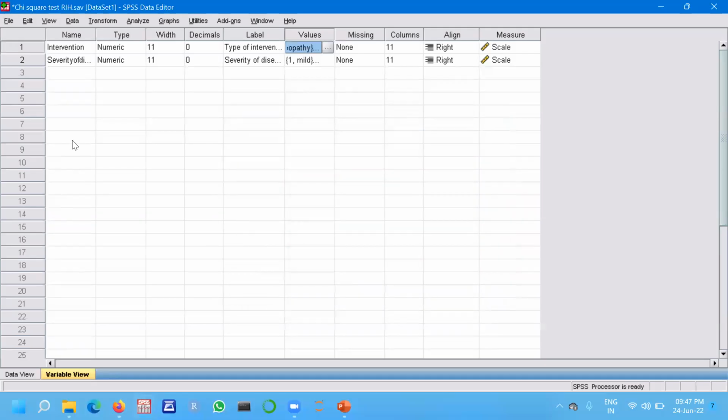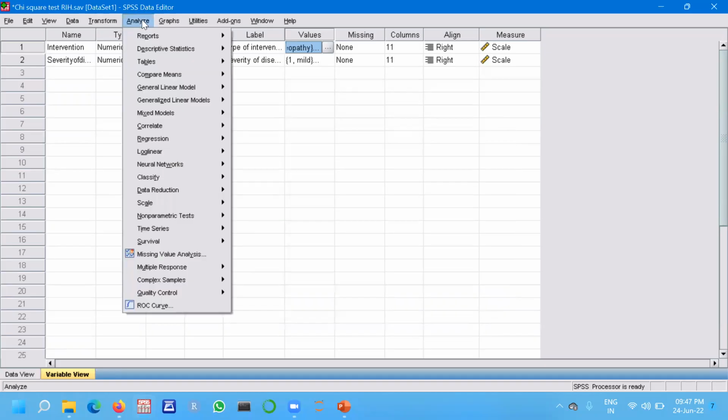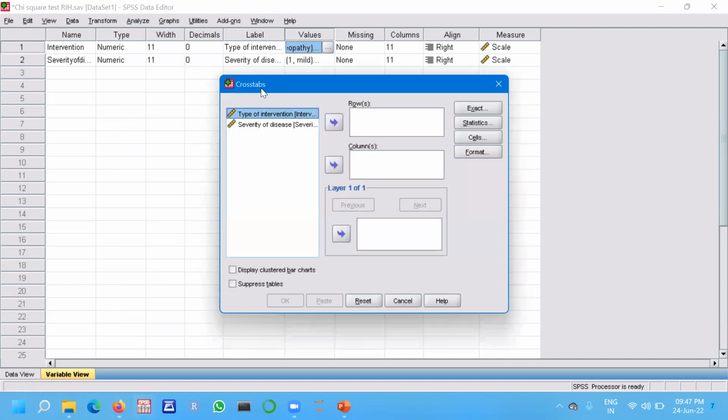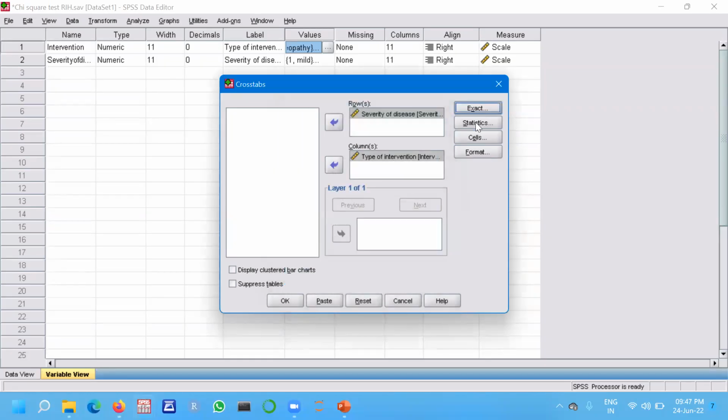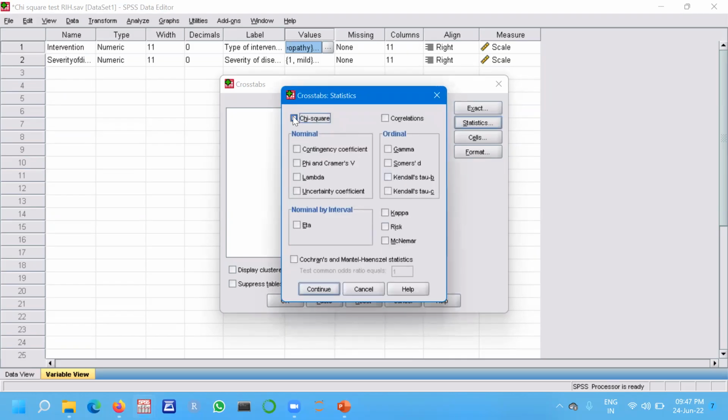Okay. Now let us see this. Analyze, descriptive statistics, cross tab. So here also the same thing. Severity of disease is in the row, type of intervention in the column. So here, for the exact test, if it is less than 5 in a column, then we have to go for an exact test. Otherwise, no. Statistics, we go for chi-square.